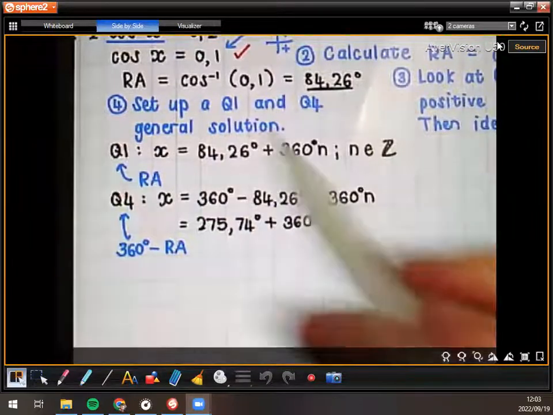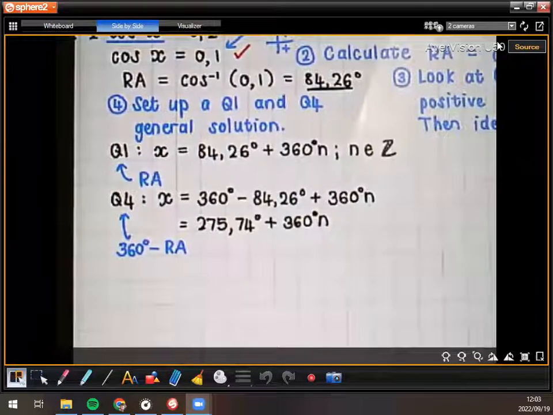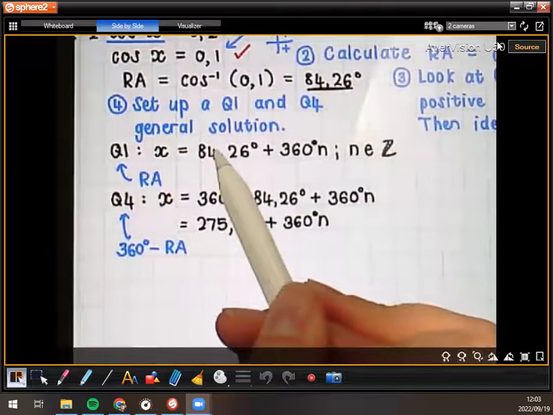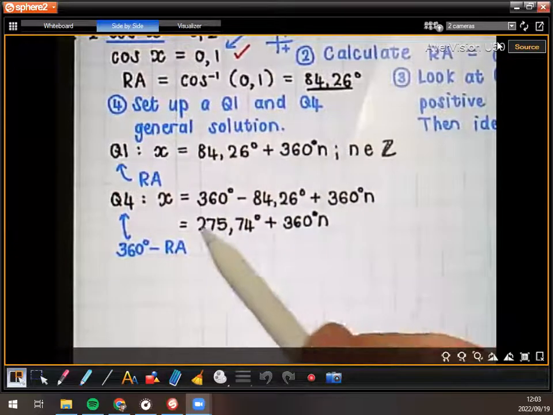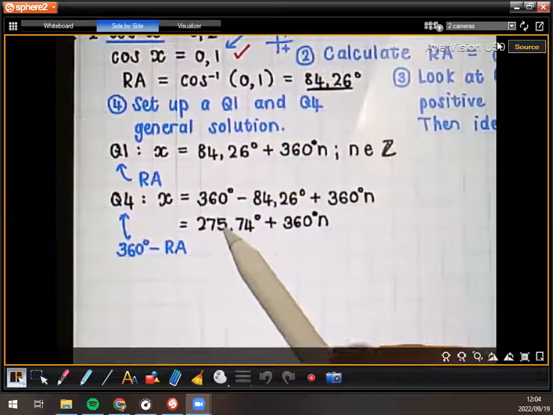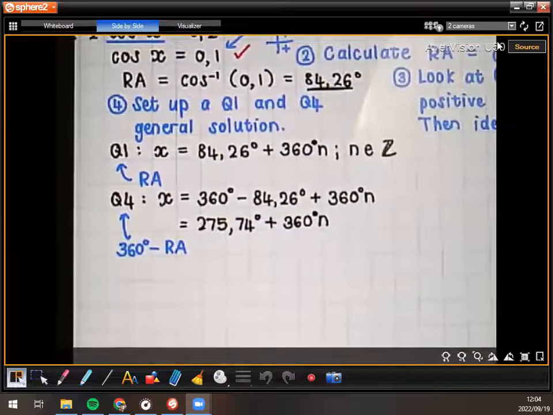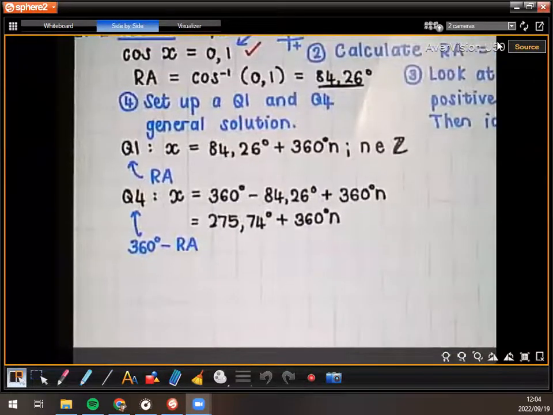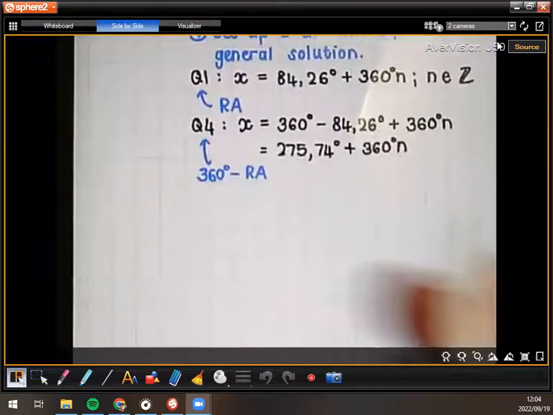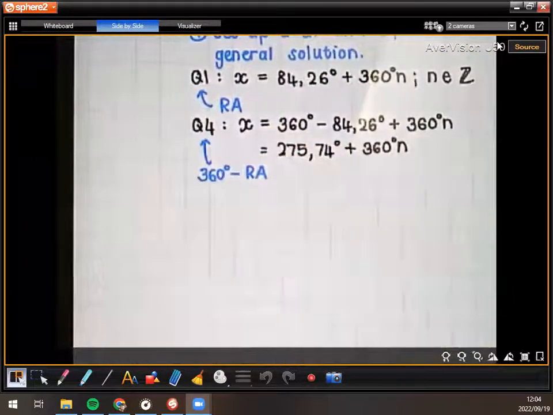So you have 2 general solutions. If we were to go back to that graph, we can't actually see what the degree values are, but that first point would be at 84,26, and the second point would be at 275,74. Those would be those 2 points on the graph. All right, let's do another one. Are there any questions on this one, guys? All right, number 3.